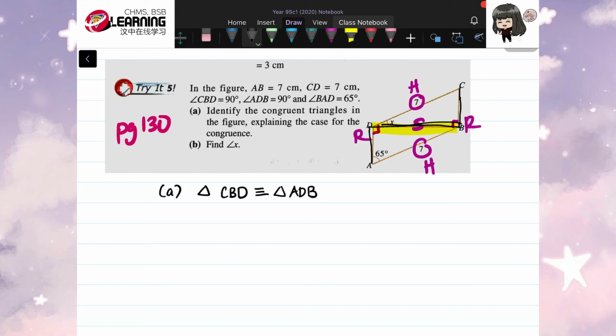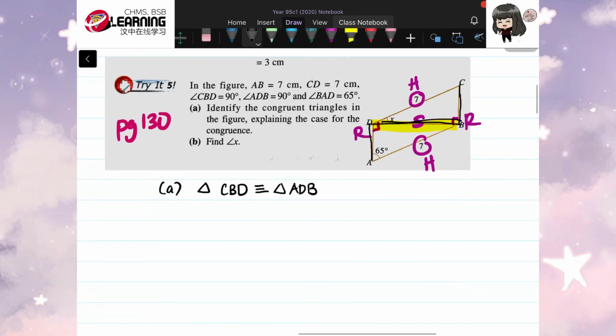If you need some time to figure out the order, you can pause the video and check again on the order, alright? Take your time to do that. After that, you need to explain the case for the congruence. We already have RHS, so now we need to list down what are the R, what are the H, what are the S that are the same.